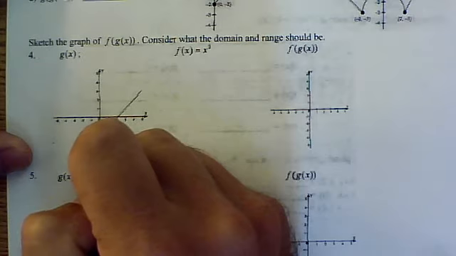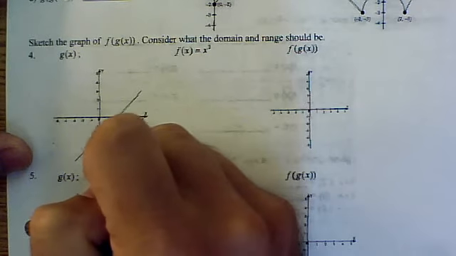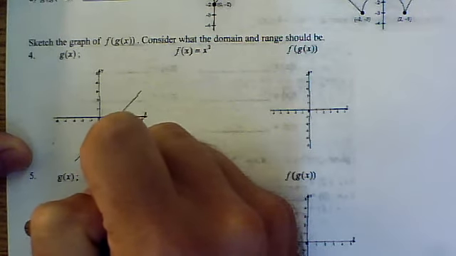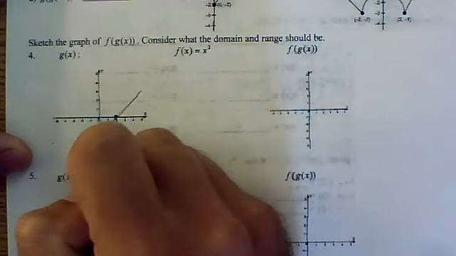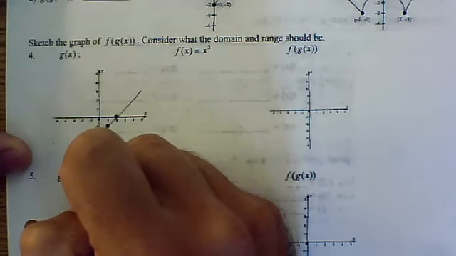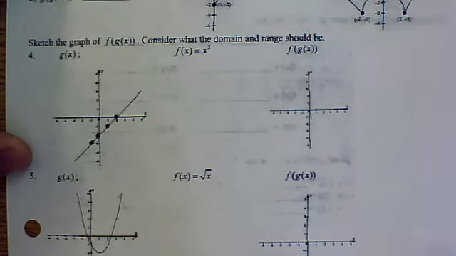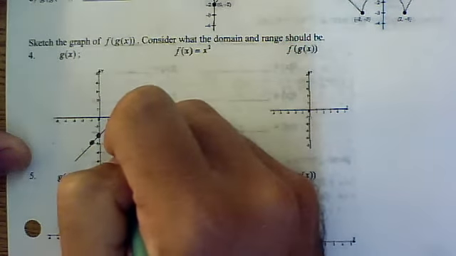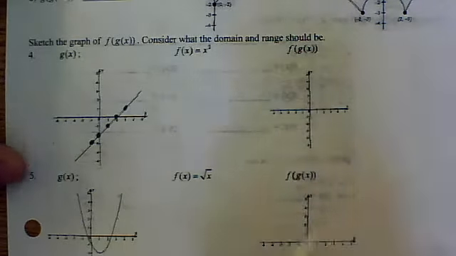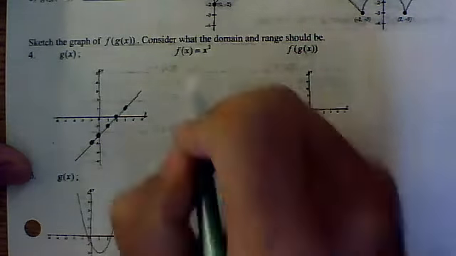We can use (0, negative 2). We can use (1, negative 1). We can use (2, 0). And we can use (negative 1, negative 3). And I'm also going to choose (3, 1). So there are some points that we're going to use.